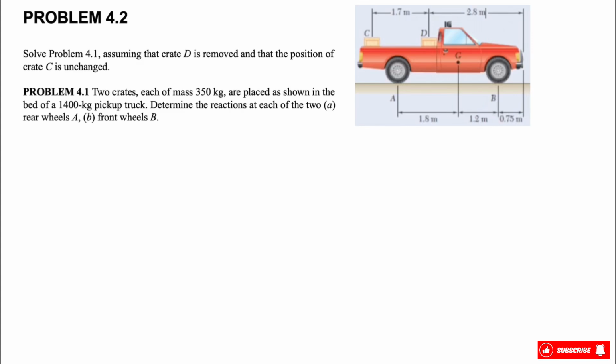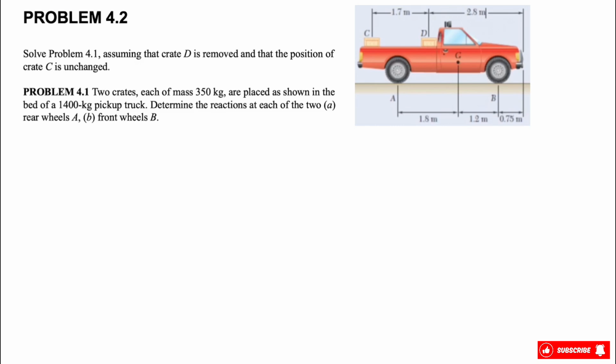Okay, welcome back, guys. We have another question from chapter 4 of the Beer and Johnston textbook. We previously solved a question where we had two crates, each with a mass of 350 kilogram, and the weight of the pickup truck is 1400 kilogram, and we needed to determine the reactions at the rear wheels and front wheels.